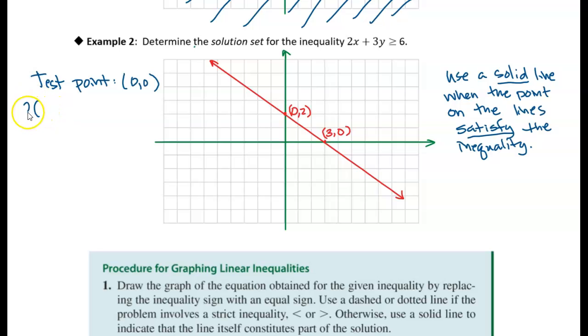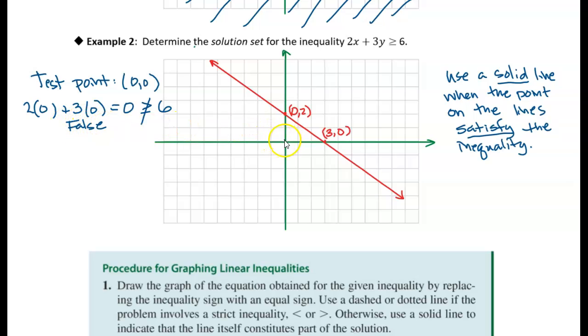Because if I put it into my function 2x plus 3y, I'm going to replace x and y with 0. I put it into my inequality, and I know that this gives me 0. Now I want to ask myself, is that greater than or equal to 6? That's not true, right? So it's not greater than 6. So this is false.